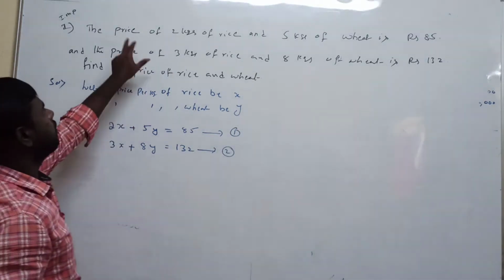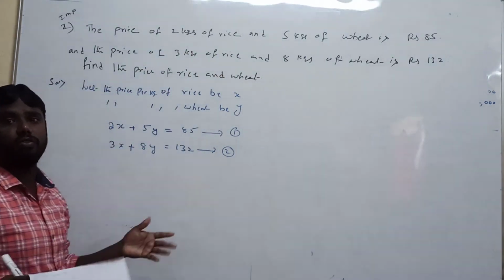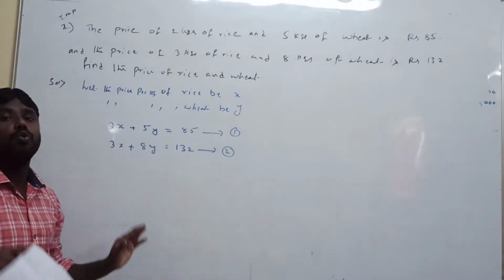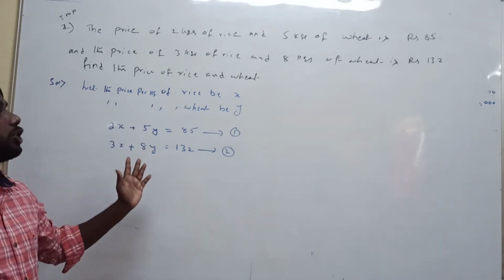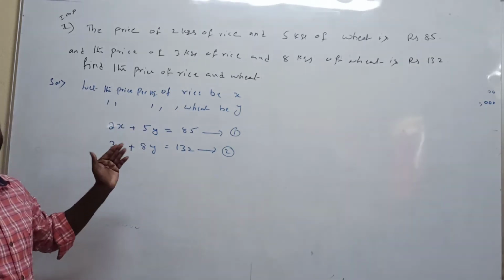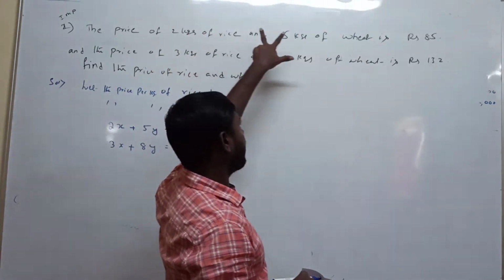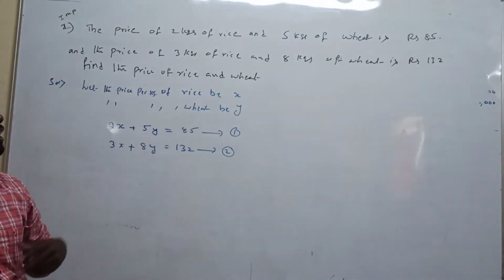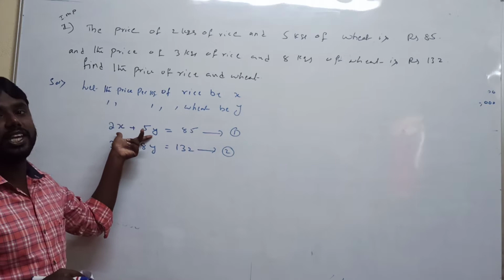Very simple. The price of 2 kgs of rice. You don't know the amount for 1 kg of rice, and you don't know the amount for 1 kg of wheat. That's why you should calculate the price for 1 kg of rice by assuming x, and the price for 1 kg of wheat by assuming y. So the sum of 2 kgs of rice and 5 kgs of wheat is given as 85 rupees. That's why we are adding the sum of both the equations.